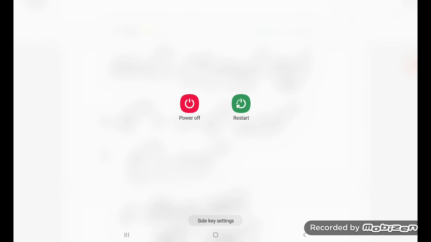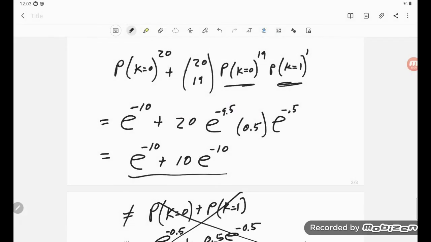Whoops, I don't know what I just did. That was weird. I don't know if you saw that screen or not, but it came up and it asked me if I wanted to power off or restart. I did not want to do either one. So let me, I'm on my computer here.